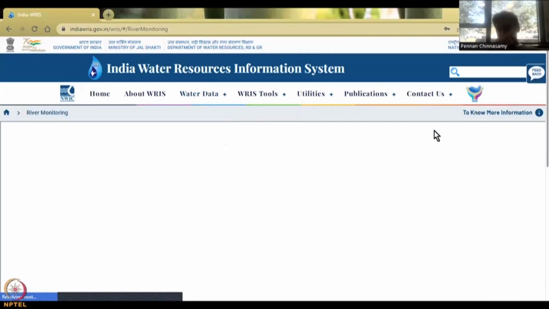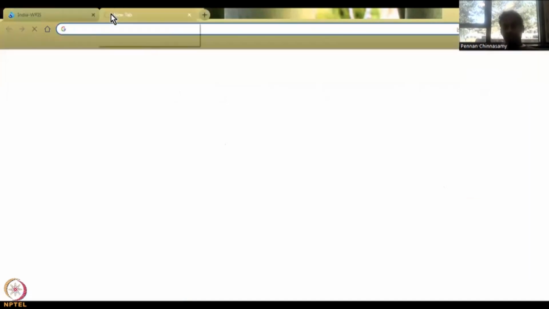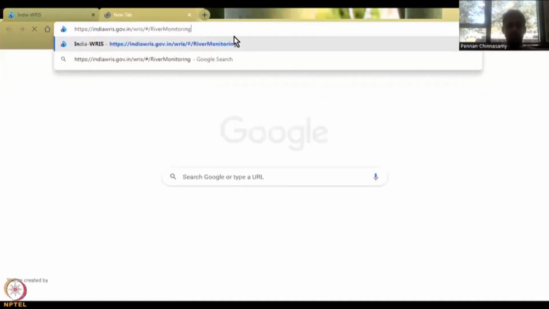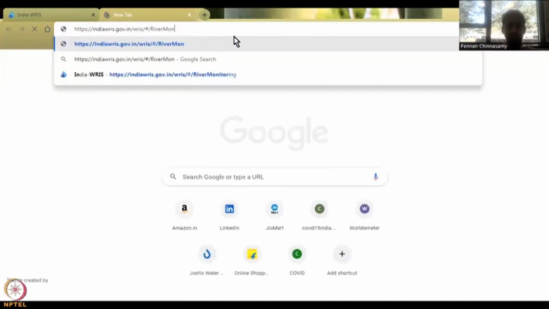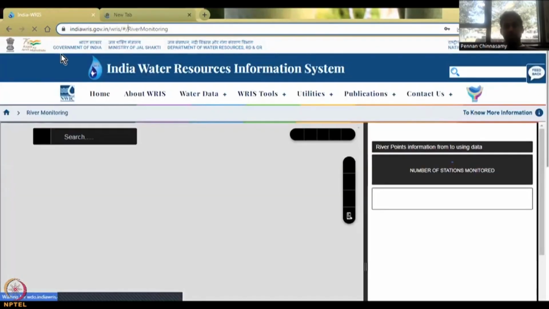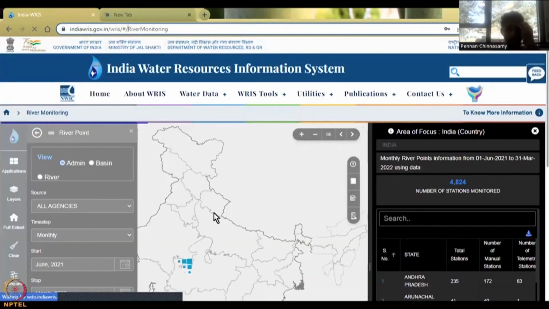Like, for example, you have the length of the river, the shapefile that is given by the government. Okay, so you can have that. I'm just going to do the river monitoring again, so that we can easily understand what is available for us to download. Okay, so here it's slowly downloading, as I said, based on the internet speed and connectivity.